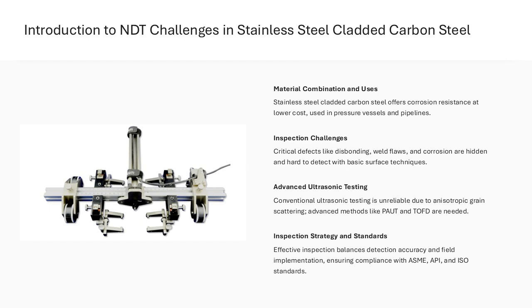The austenitic stainless steel cladding exhibits coarse, anisotropic grain structures that scatter and attenuate ultrasonic energy, making conventional ultrasonic testing unreliable. As a result, advanced ultrasonic techniques are required to ensure inspection reliability, fitness for service assessments, and compliance with codes such as ASME, API, and ISO standards.